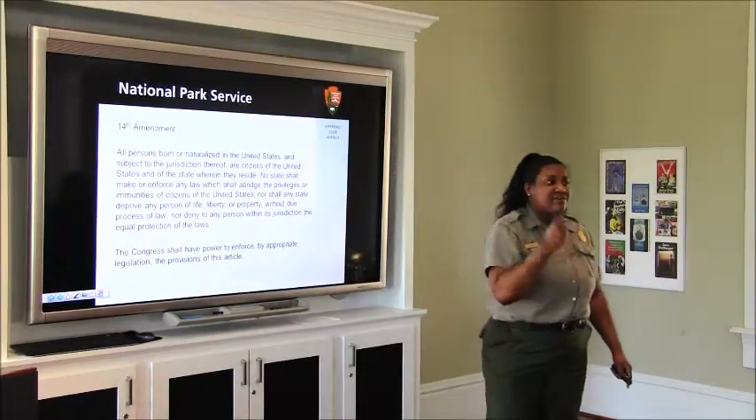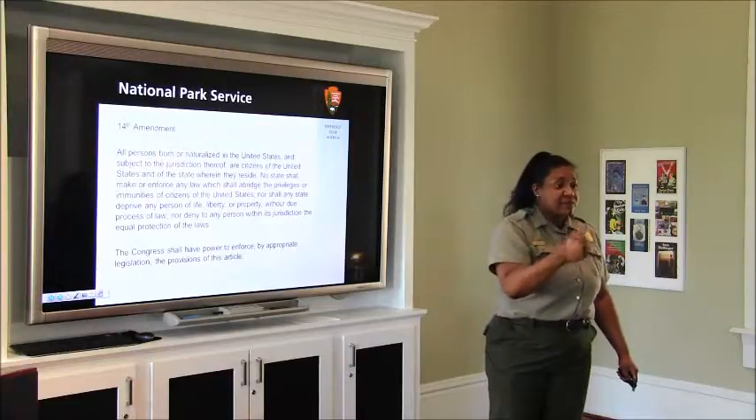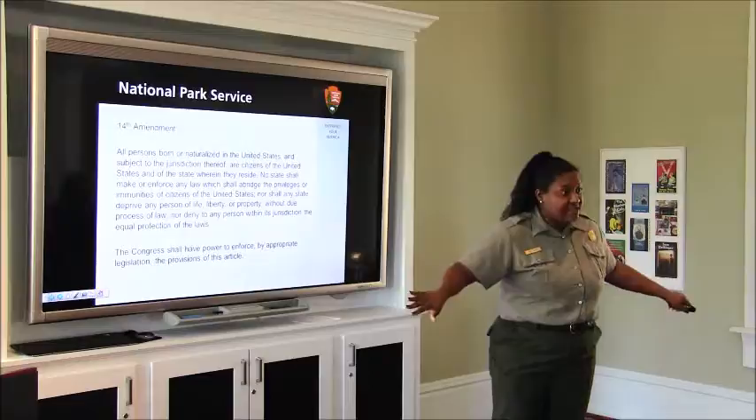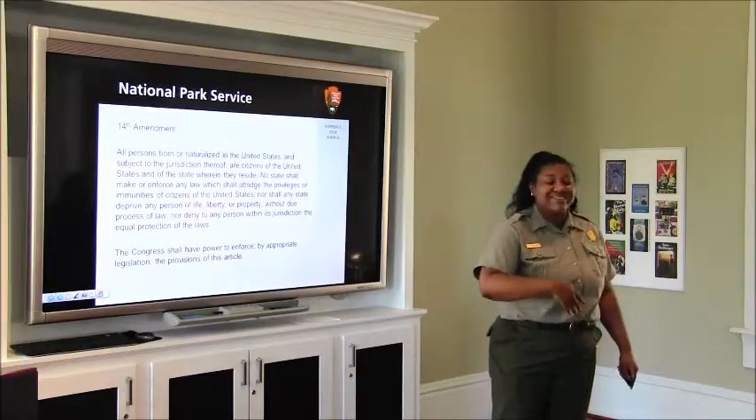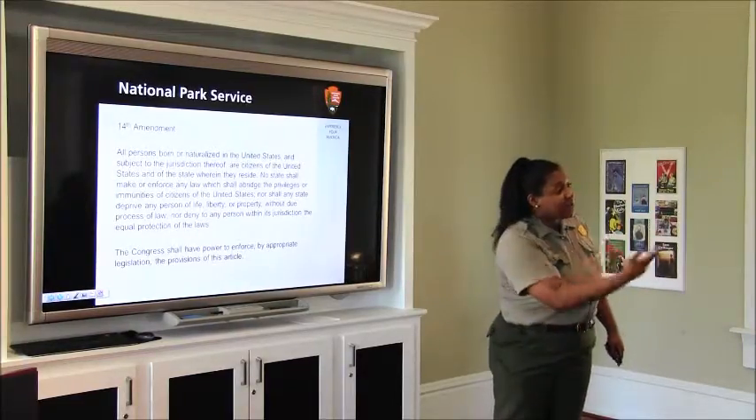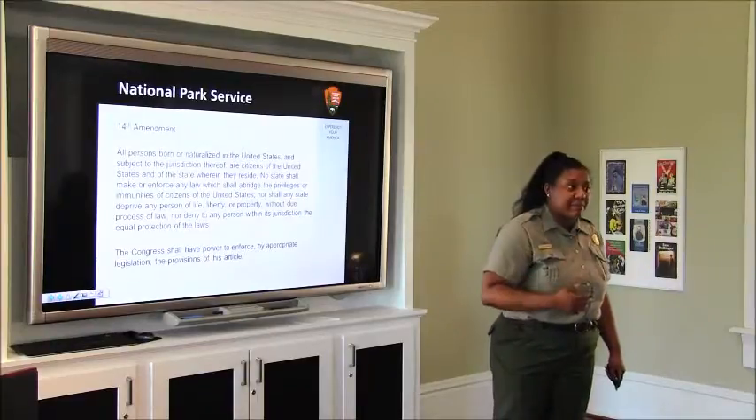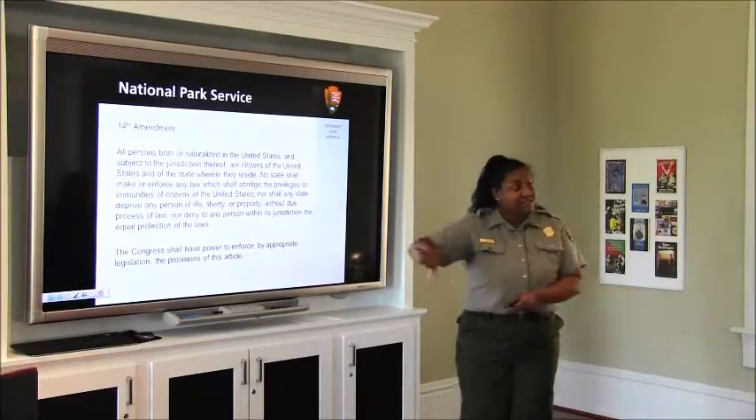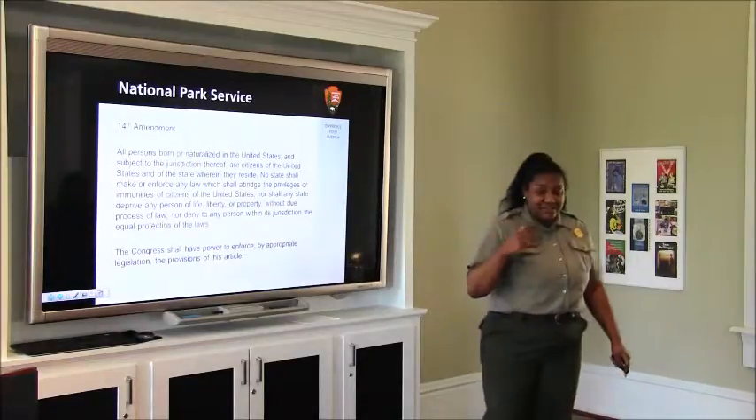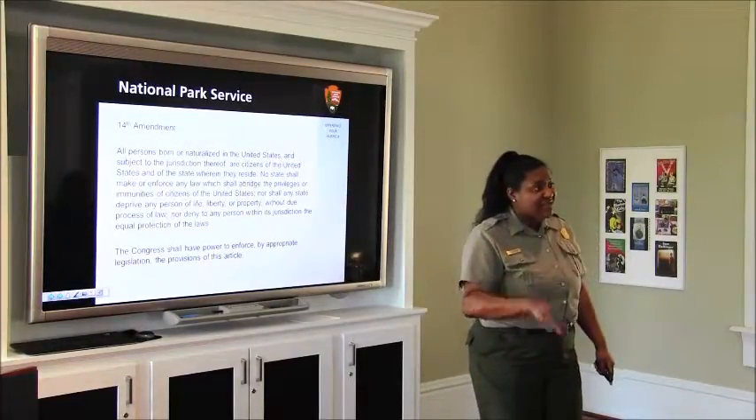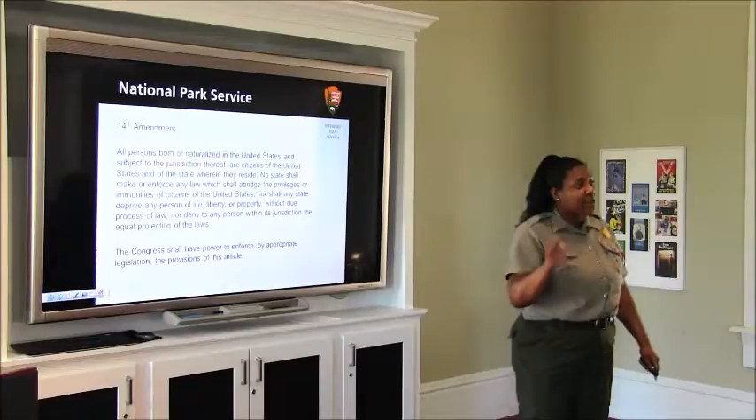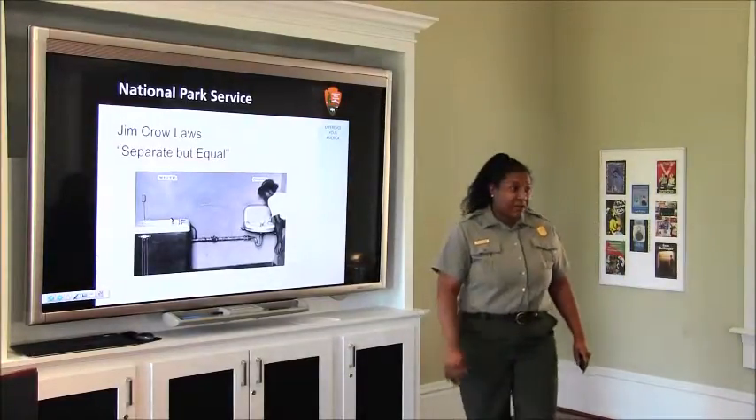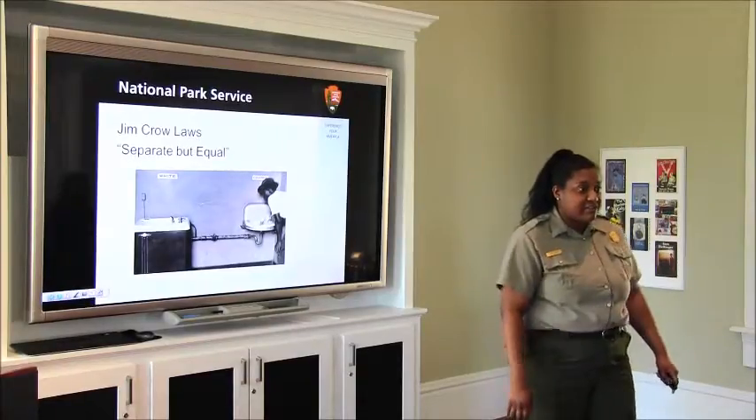But Reconstruction is very expensive because, number one, federal troops actually occupy the South to make sure the formerly enslaved are protected from those Confederate soldiers seeking revenge, trying to take away their voting rights, trying to take away their property. These federal troops actually occupy the land to make sure those things don't happen. But to keep them there, that's very expensive, and it's also very unpopular, and Reconstruction ends after 8 years. And so a new system arises after the end of Reconstruction.